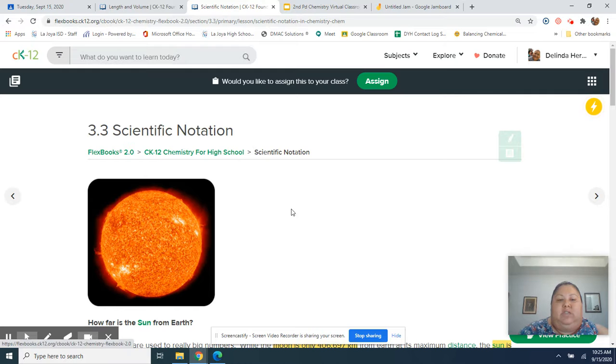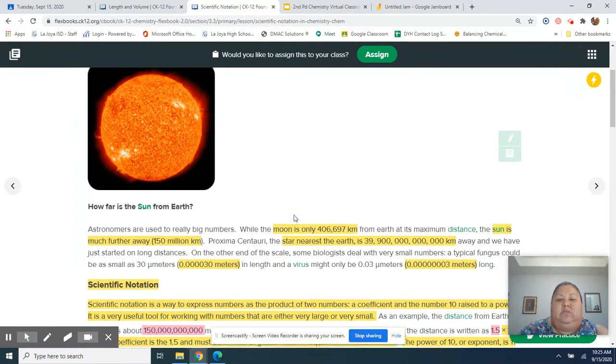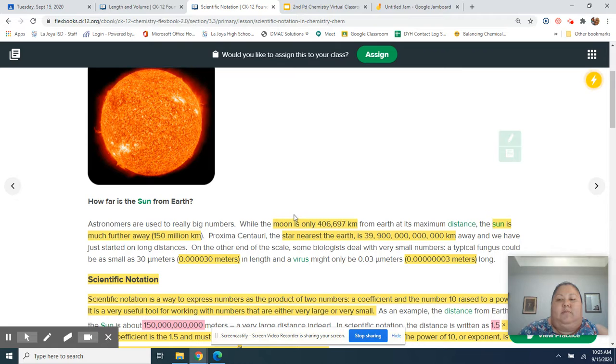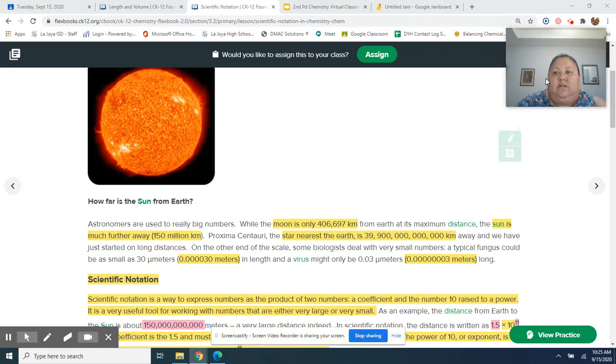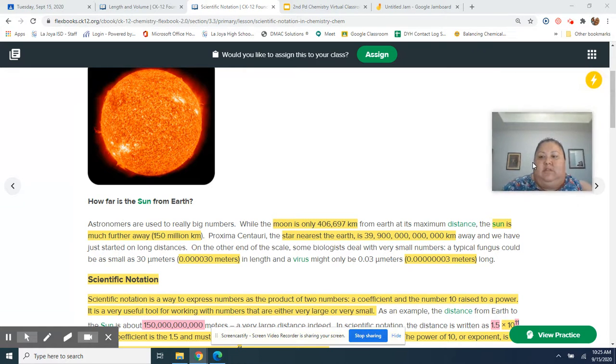Okay. So scientific notation. Scientific notation is really, really easy to use and to do. All you need to do is learn the steps, and the steps are really, really easy. So let's talk about how far is the sun from the earth. Okay, and the first thing that they talk about is the moon. The moon is only 406,697 kilometers away from earth.